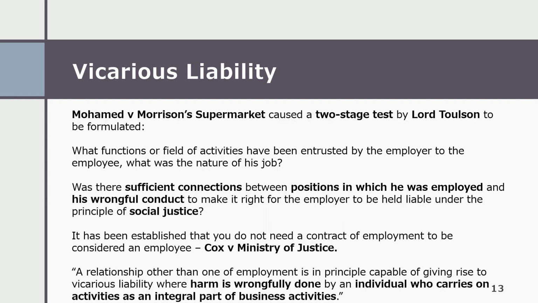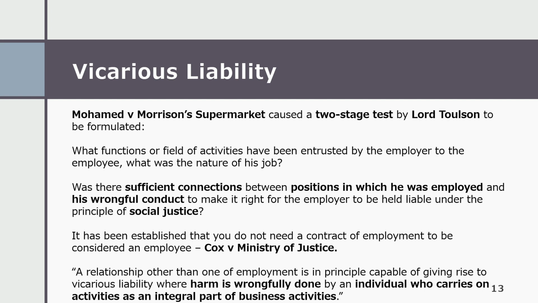So Mohammed v Morrison Supermarket caused a two-stage test by Lord Toulson to be formulated. What functions or field of activities have been entrusted by the employer to the employee? What was the nature of his job? Was there a sufficient connection between the position in which he was employed and his wrongful conduct to make it right for the employer to be held liable under the principle of social justice?